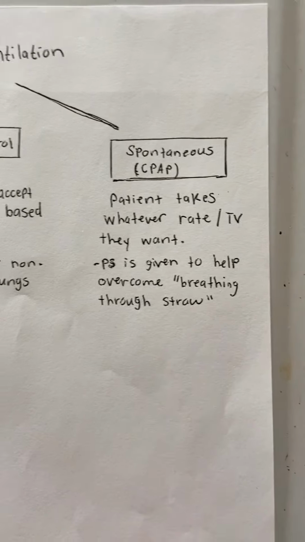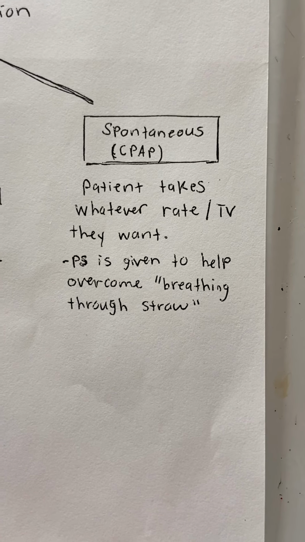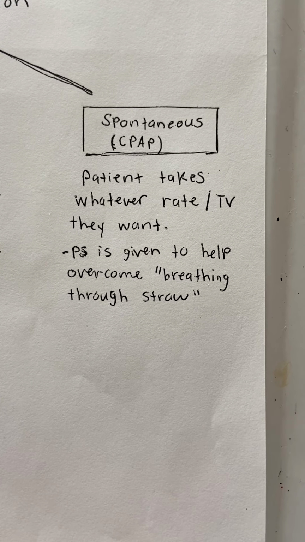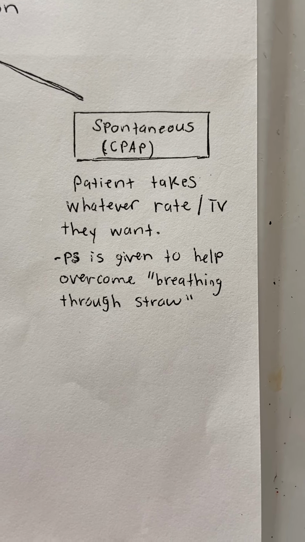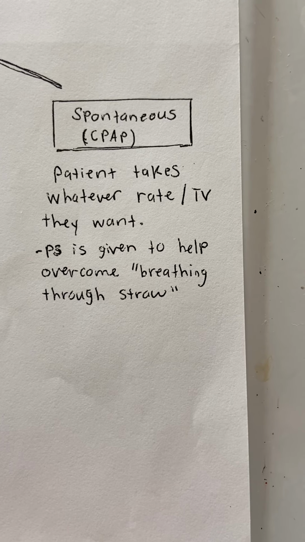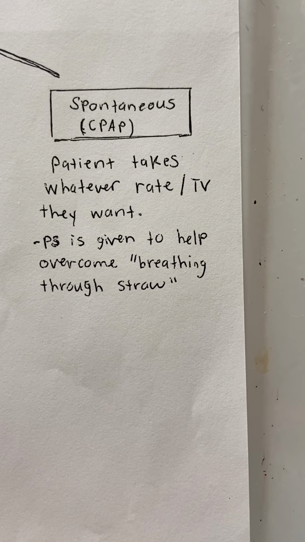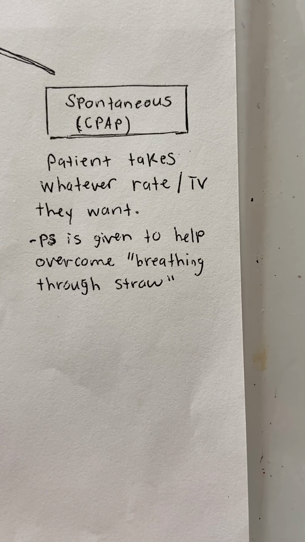The only thing that we do set on this is going to be a little PEEP, going to be an oxygen percentage because we're still giving them FiO2. And then we are going to set a pressure support because, again, this is a spontaneous mode of breathing where anytime the patient takes a spontaneous breath, they need that little bit of positive airway pressure through pressure support to just help overcome the resistance of breathing through the tube or kind of breathing through a straw.